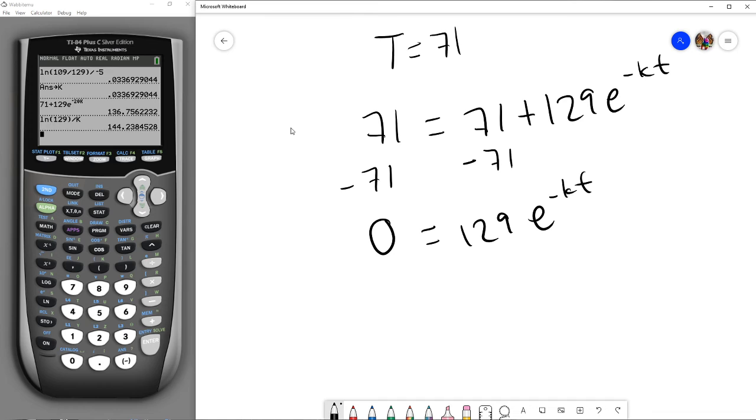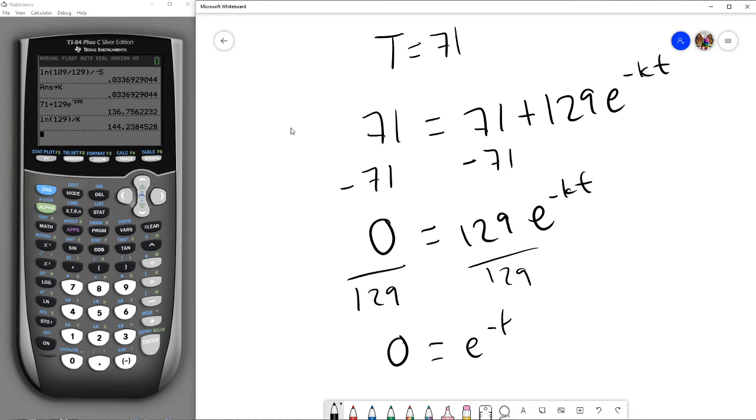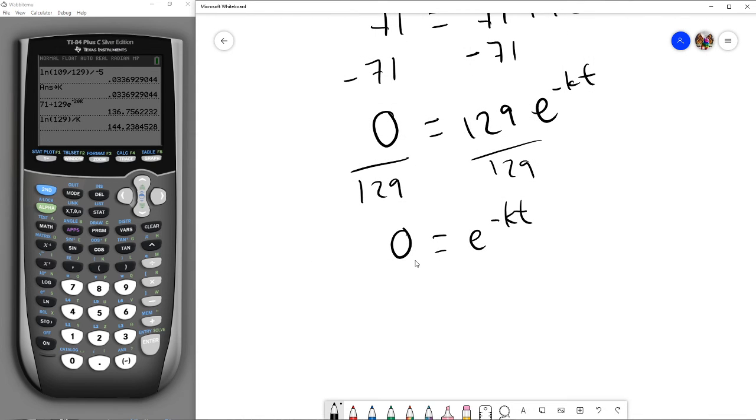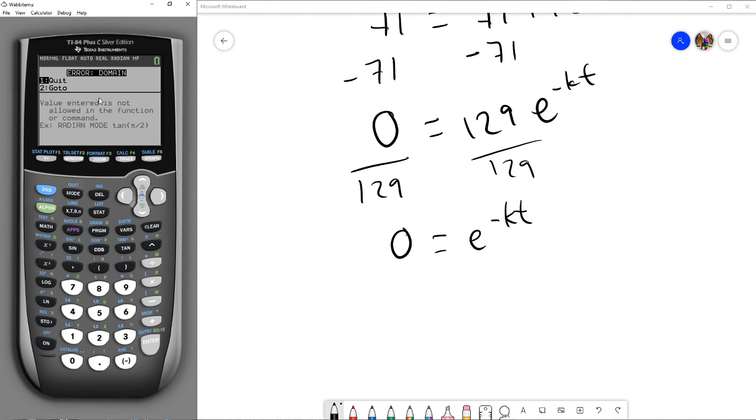Now if you did not realize that it is impossible for an exponential to equal 0, we would divide by 129, get 0 is equal to e to negative kt, and then you have tried taking natural log of 0, and you cannot do that because exponentials can never equal 0, and that means that 0 is outside the domain of natural log, which is why your calculator yells at you whenever you do that. See? So that's why I changed it to 72.